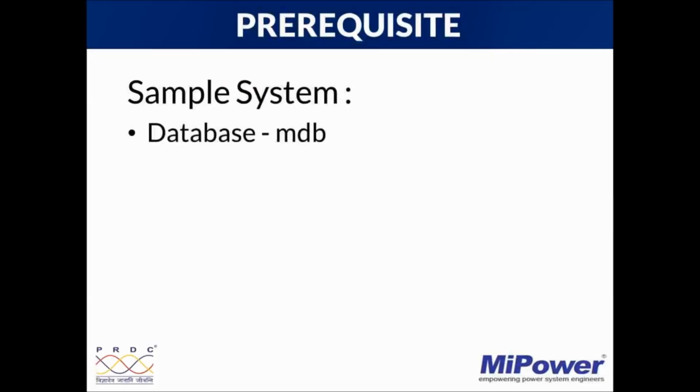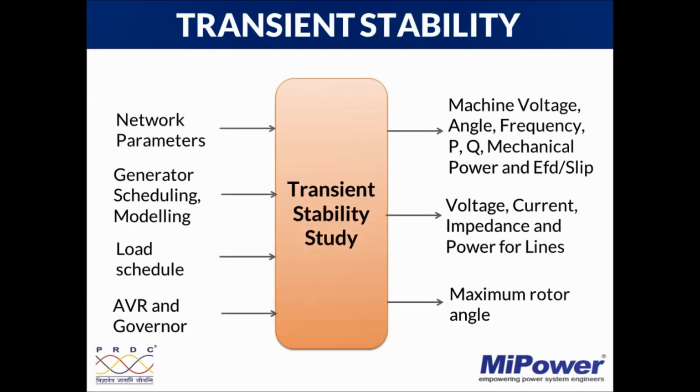For conducting transient stability on a power system network, we need a database, the MDB file. The inputs for conducting a transient stability study are the network parameters like bus voltage levels, transmission line parameters, transformer parameters, motor data, etc. Generator scheduling, the modeling of generator, then the load schedule, then AVR and governor data if they are present in the system.